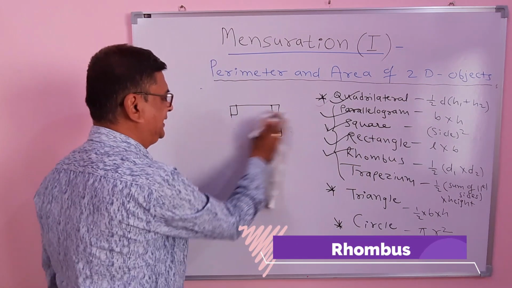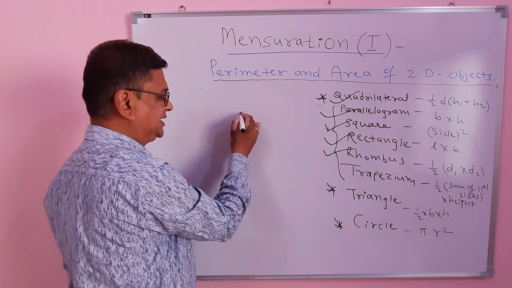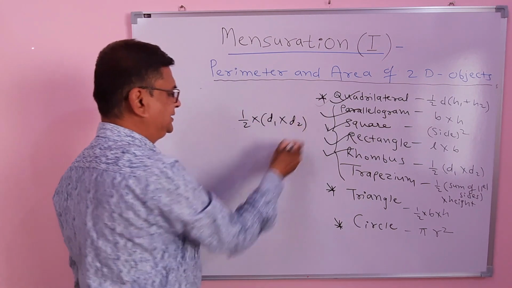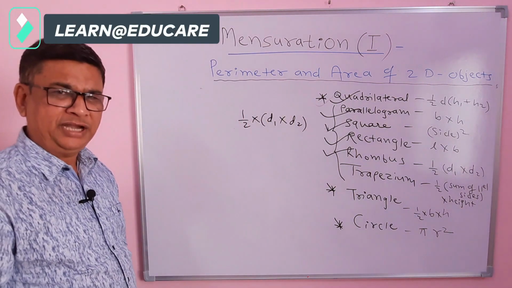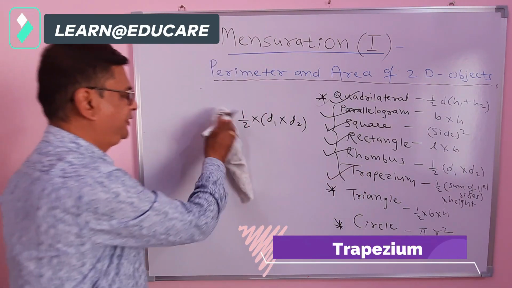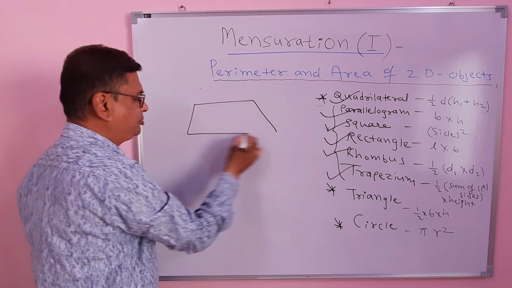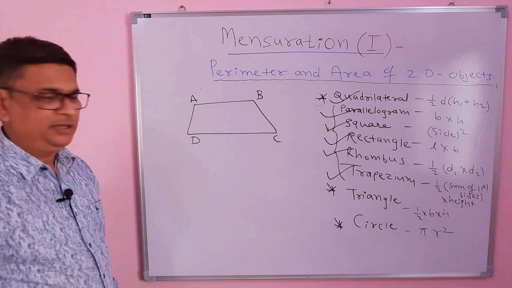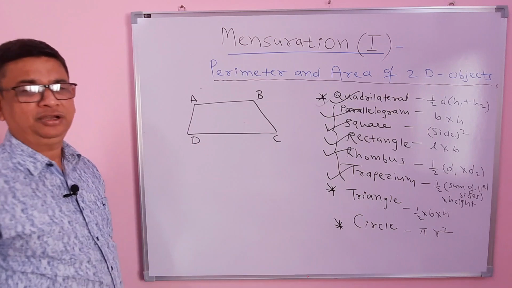Then comes the rhombus. A rhombus has all sides equal. It is a kind of parallelogram, and in a rhombus the area is given by 1 by 2 into the product of the lengths of its diagonals, that is 1 by 2 into d1 into d2. Next is the trapezium, a particular kind of quadrilateral in which one pair of sides is parallel and the other is not. Suppose ABCD is a trapezium in which AB and CD are parallel, but AD and BC are not parallel.